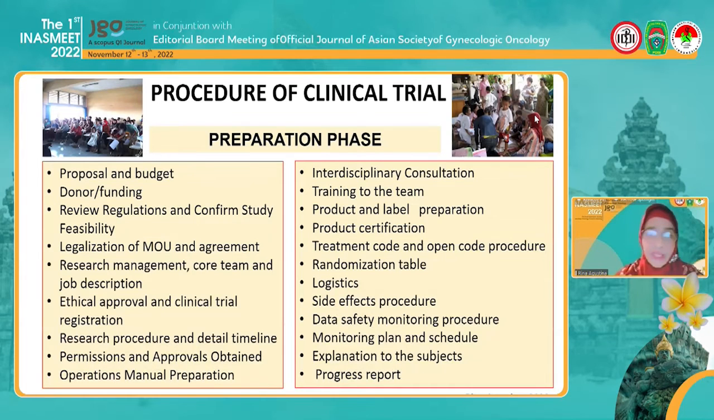So based on that experience, there's a huge amount of management that we conduct, like the preparation phase. This is listed here. I do not have to mention all, but it's just to give an impression of how we actually conducted the trials in the preparation phase. There's a lot of administrative paperwork, but also a lot of technical issues that have to be prepared, such as the logistic aspect, data safety monitoring procedures, all the SOPs related to the trial, as well as the CRF.